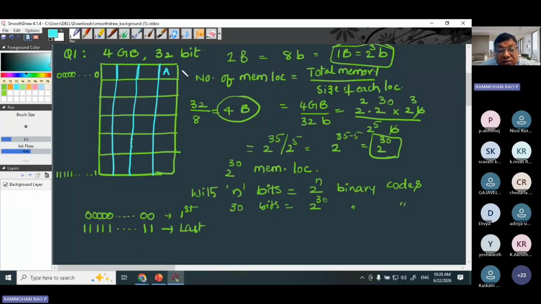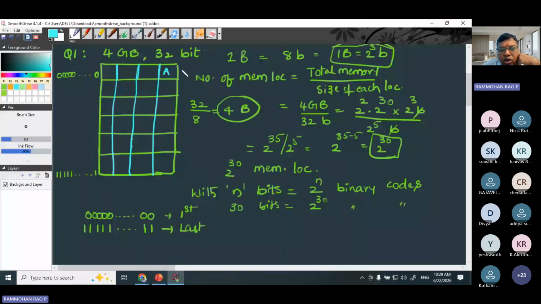But in the first memory location, again, there are 4 partitions in it. There are 4 bytes in it. So with a 30-bit binary code, I can reach a memory location. That's it. With a 30-bit binary code, in this example, I can reach a given memory location. It can be first, second, third, fourth, or last, whatever it is. But in that, which byte you want, again, for that, you need to generate addresses.